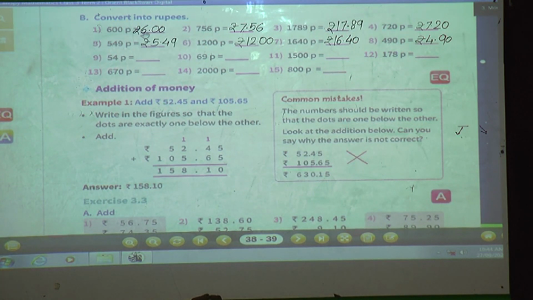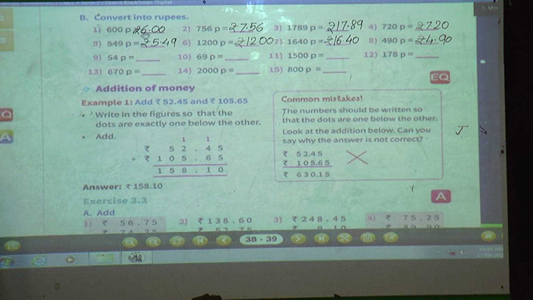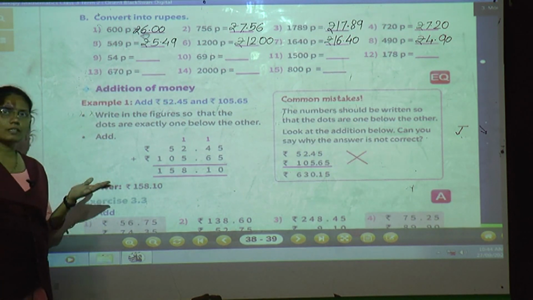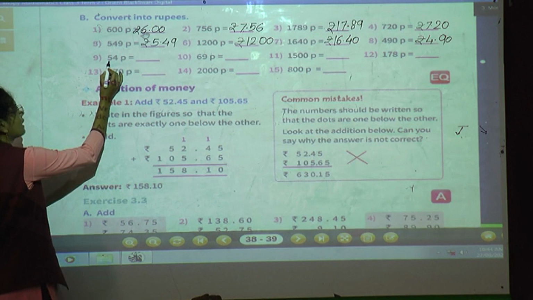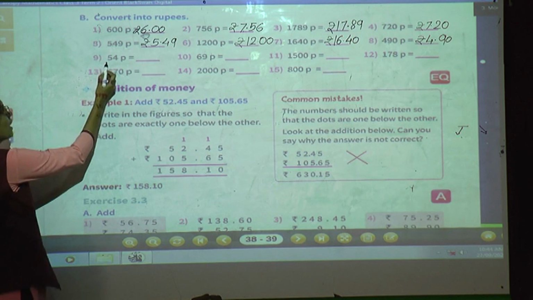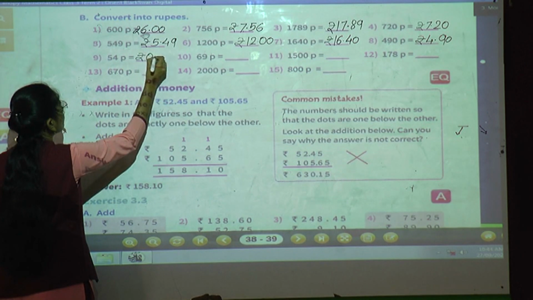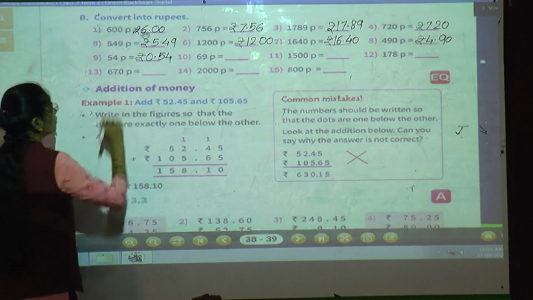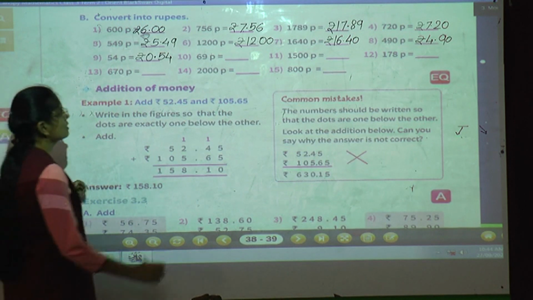Next, ninth example, 54 paise. 54 paise. Now here 54 is a 2-digit number. That 54 paise we have to convert into rupees. So before the second digit from the right side, here before 5 we have to give a dot. Now before 5 nothing is there. So what will we do? We will just write a 0. Rupees 0.54. Rupees 0.54 means what? 54 paise.